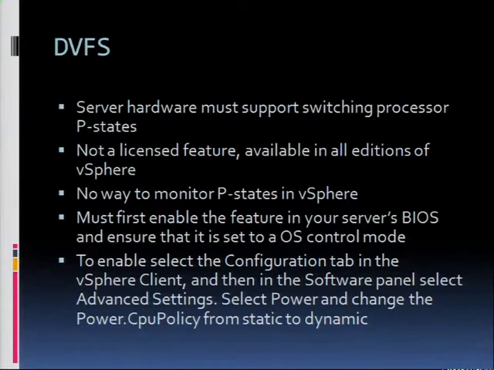To enable it, you select the Configuration tab in the vSphere client. Then in the Software panel, you select Advanced Settings, select Power, and then change the Power.CpuPolicy from static, where it doesn't use P states, to dynamic, where it'll start using them. And that change happens on the fly. As soon as you change it, the P states will start changing right away if the server requires it based on demand.